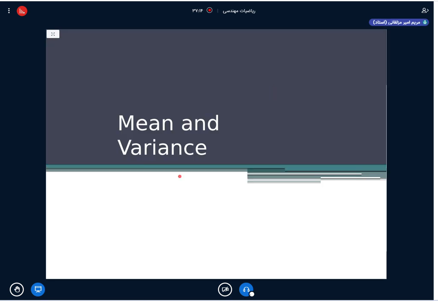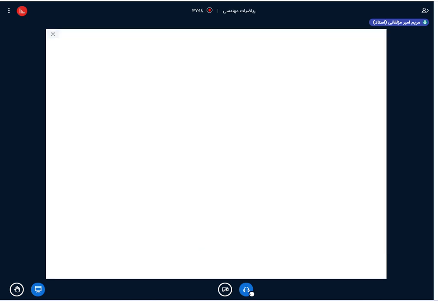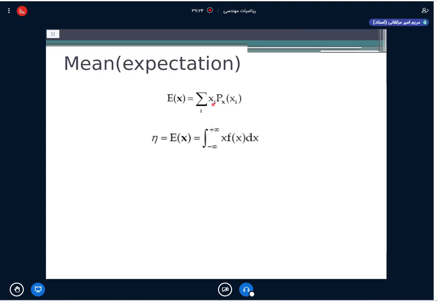Let's go ahead. Here, we want to talk about the mean and variance of a distribution. If we have a discrete random variable, the mean or expectation of this distribution is denoted by this symbol. This means expectation of x, or mean of x.